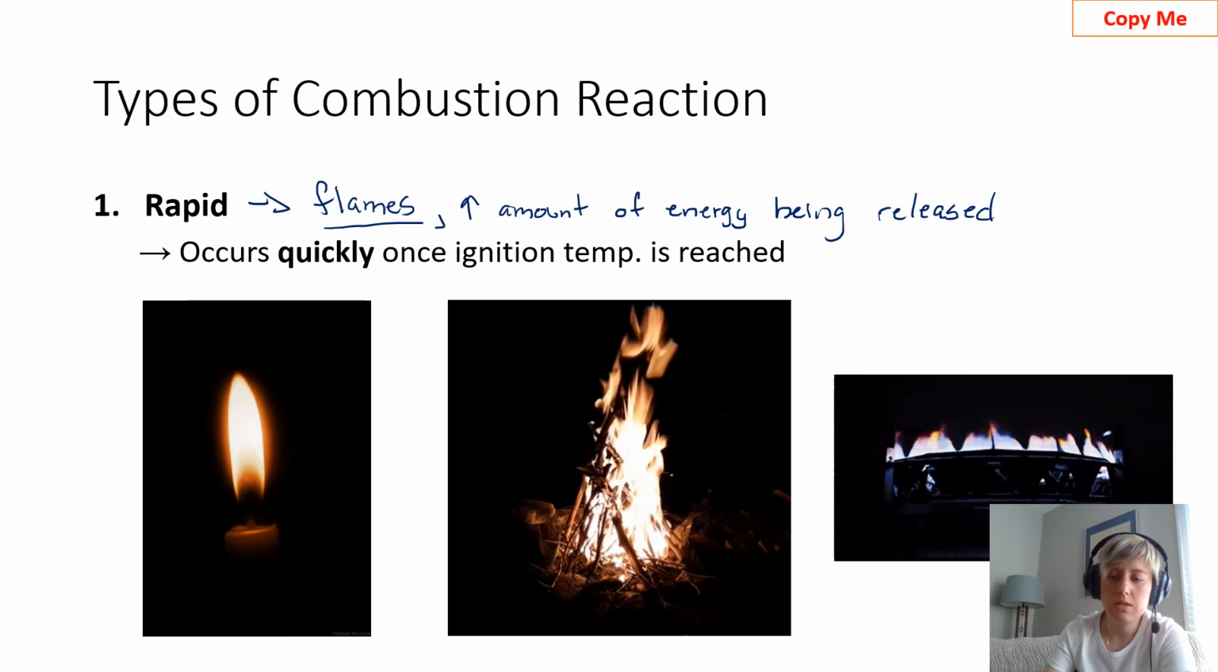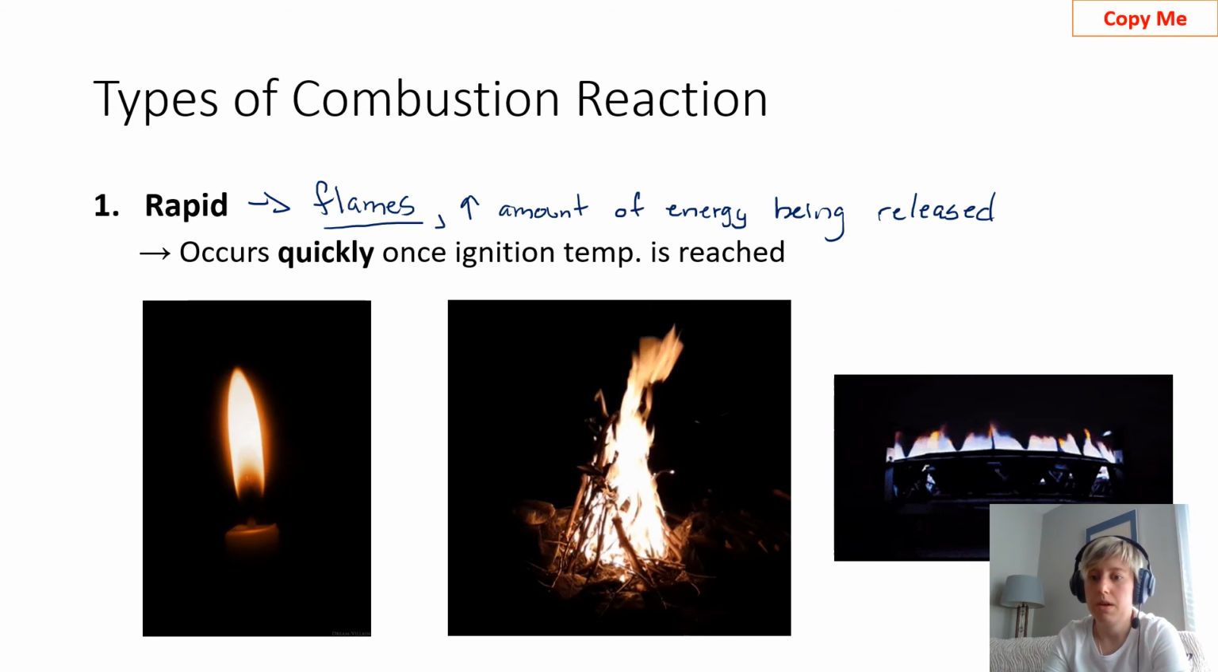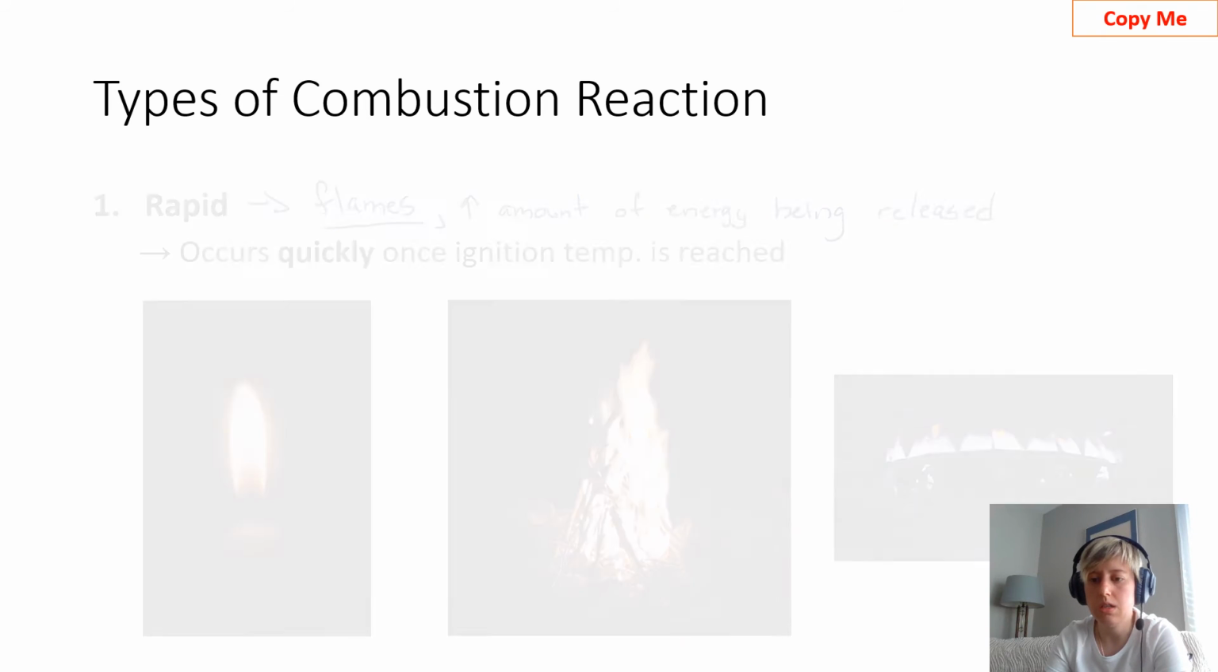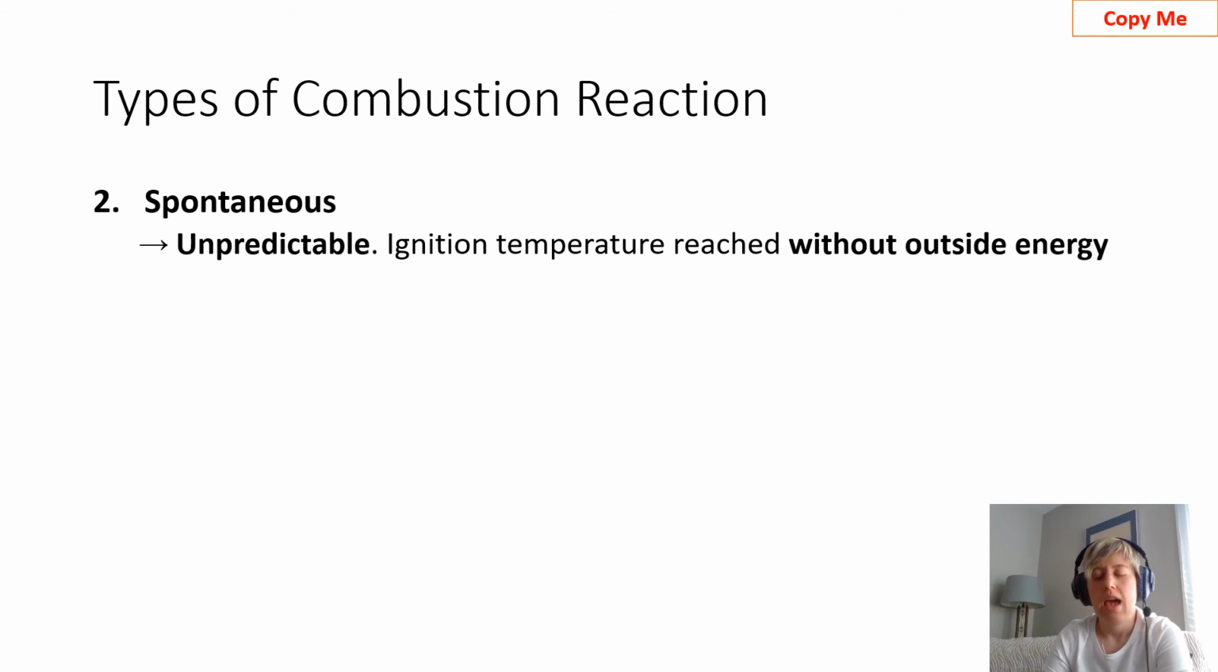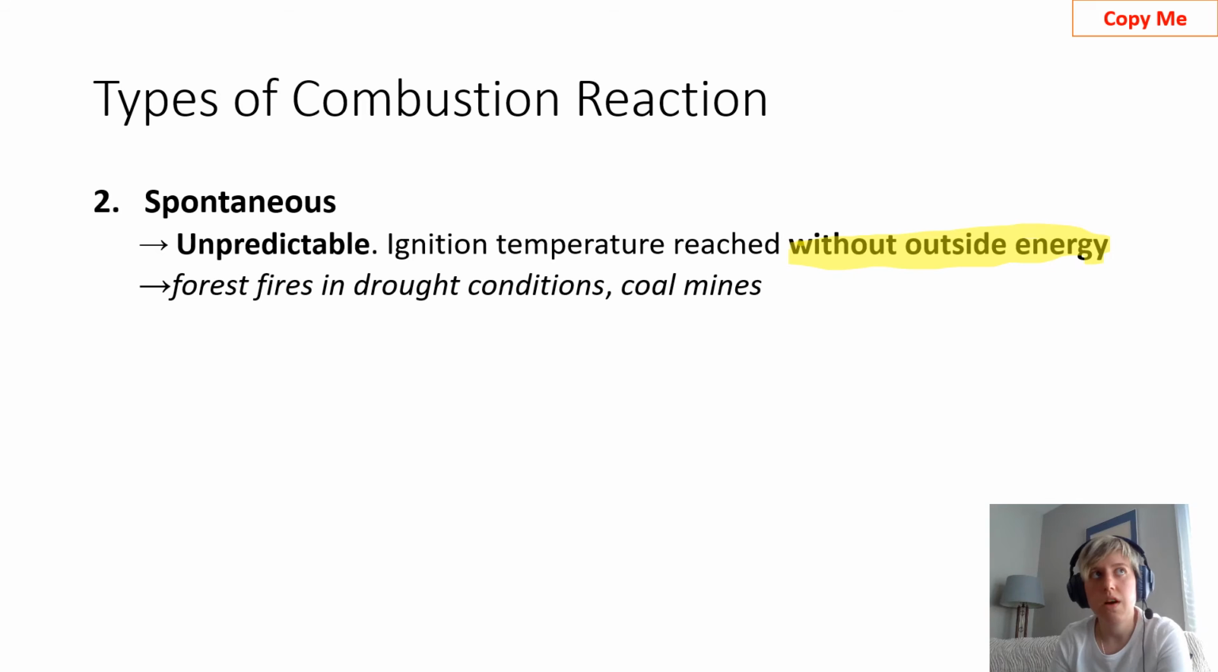Now, the next form of combustion is spontaneous combustion. And spontaneous combustion is extremely unpredictable. And what makes spontaneous combustion spontaneous is that the ignition temperature is reached without outside energy. So this means my fuel lights without the use of a match, without the use of a lighter, without the use of a spark. And this tends to happen very rarely in the real world, but there are examples of it. Forest fires and drought conditions.